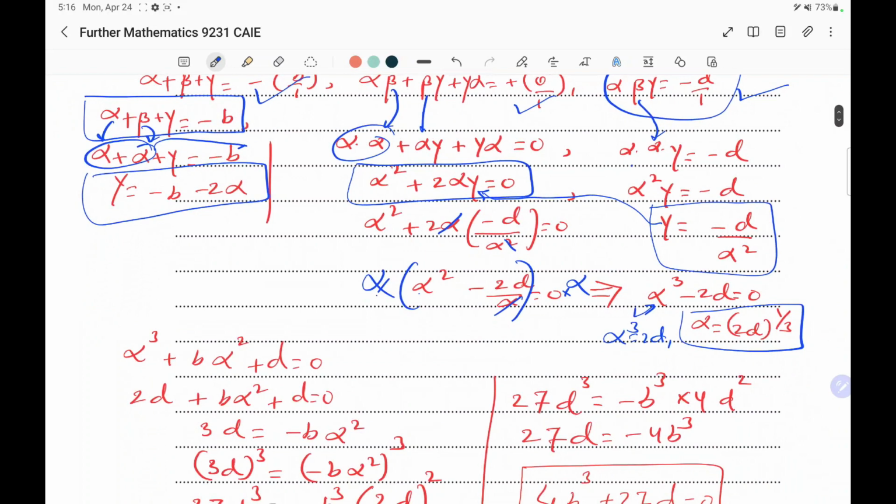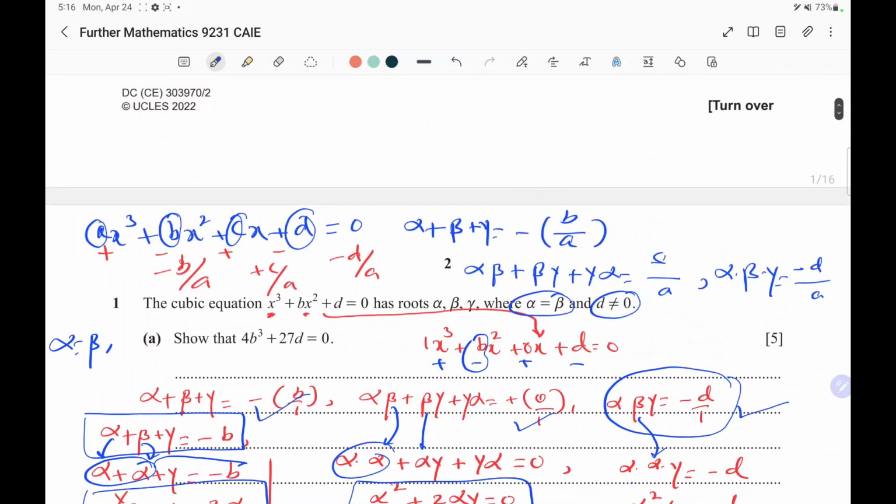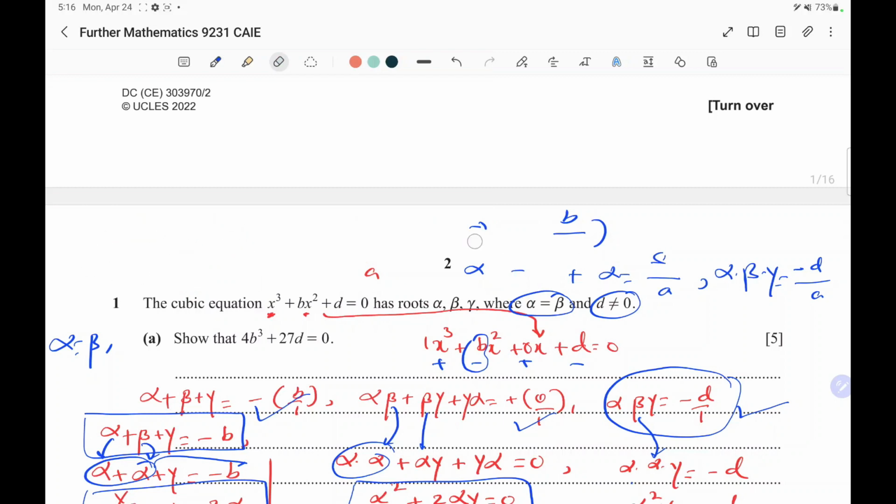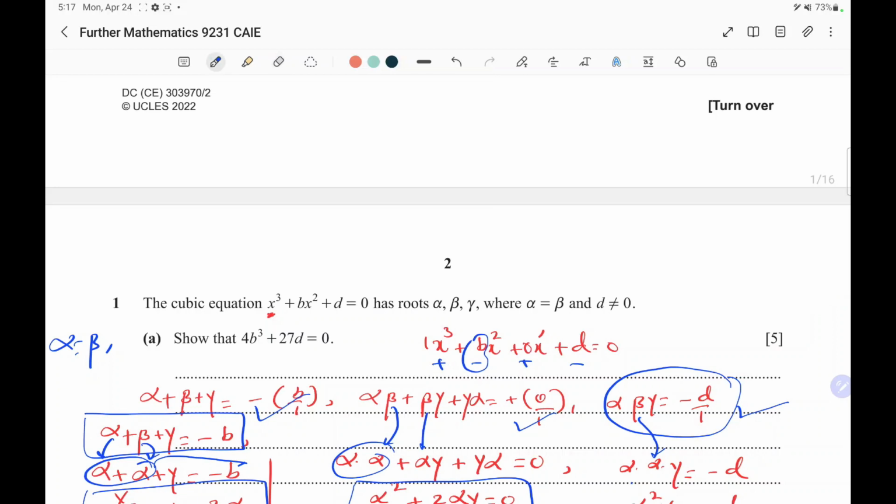Okay, fine. Now I got alpha equals (2d) to the power 1 over 3, or you can say alpha cube equals 2d. Okay, fine. Now here, I need to erase this, it doesn't look good. Now you can check, alpha, beta and gamma are roots of this equation. So alpha will satisfy this cubic equation, right?